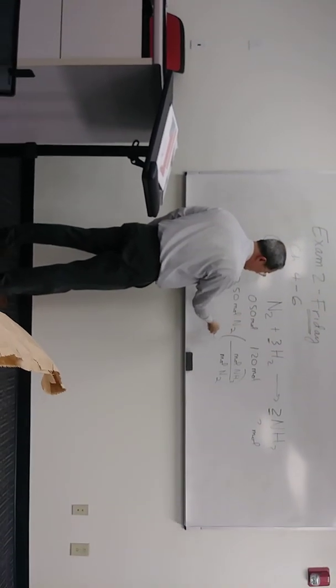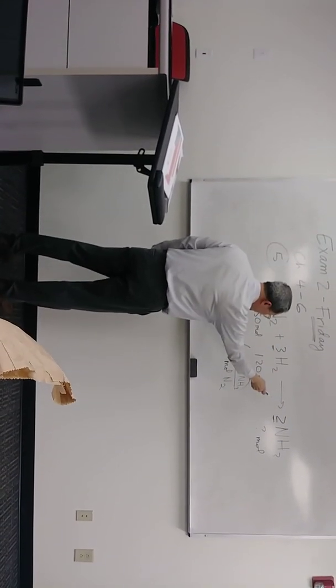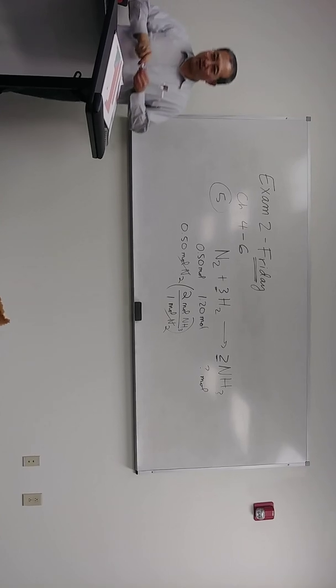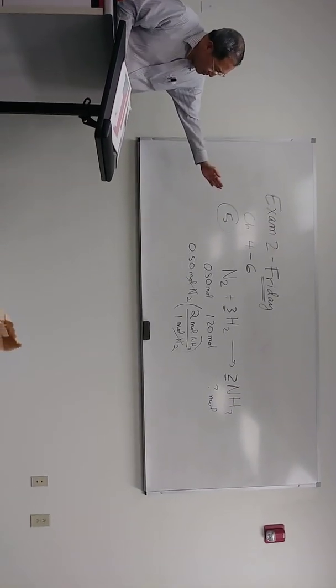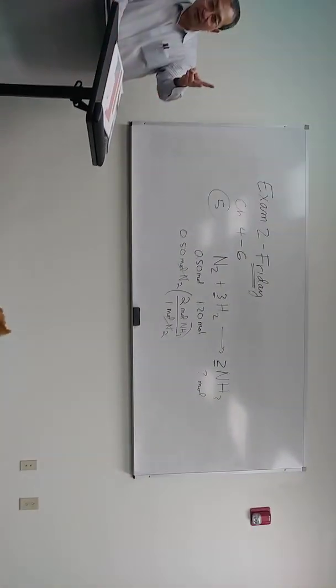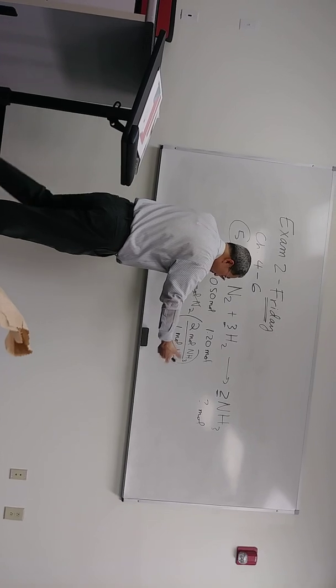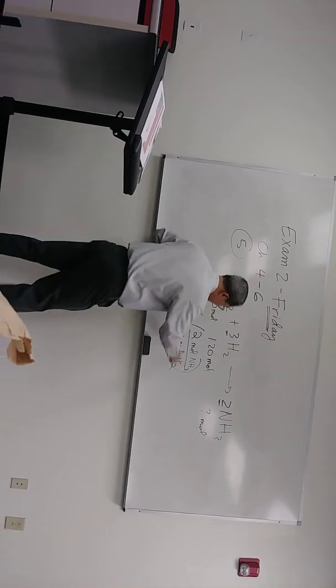What values? 2 NH3 to 1 N2, right? 2 to 1. Now think about it. That's exactly what the equation's telling you. 1 N2 would give you 2 NH3. You get double the moles. Half a mole should give you double that, which is 1.